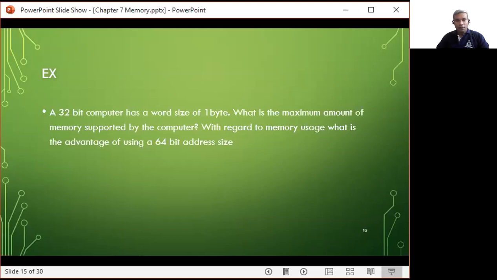Can you do a quick calculation and give me the answer? You can do the unit conversion. You don't have to give the answer in bytes. You can give it in kilobytes, megabytes, gigabytes, terabytes, whatever unit you feel is most suitable to represent the value. I'll give you a few minutes. Can you very quickly do that particular question?